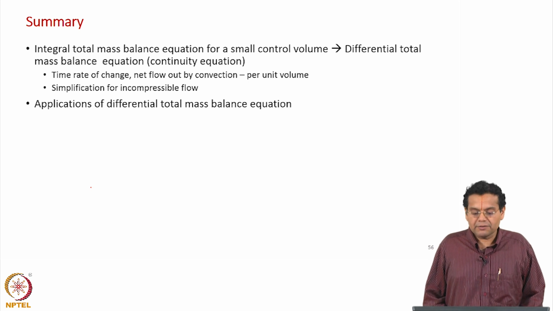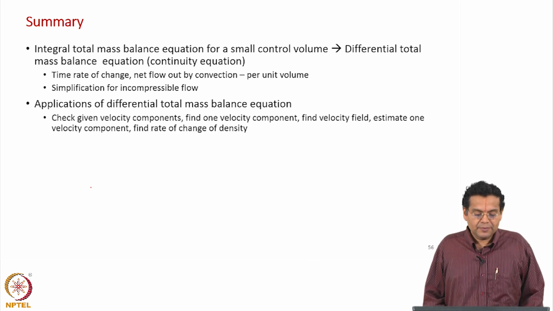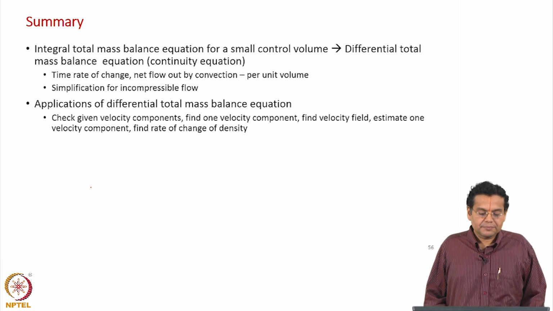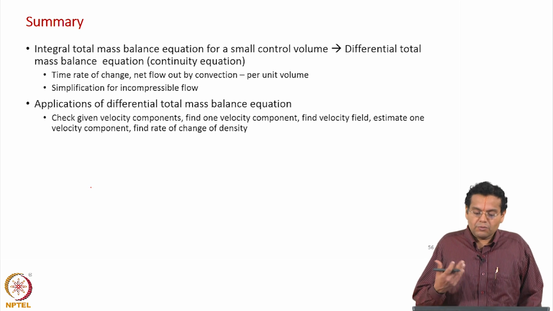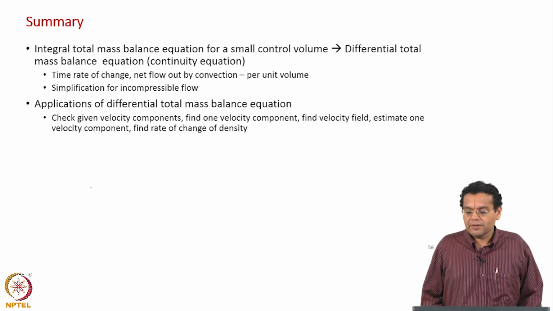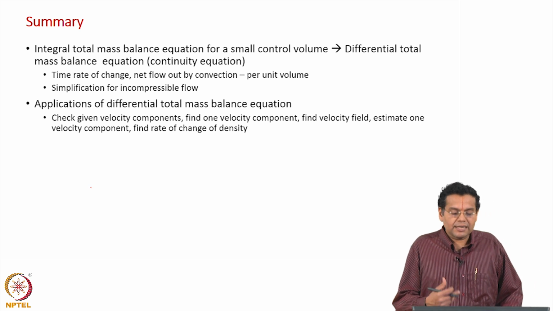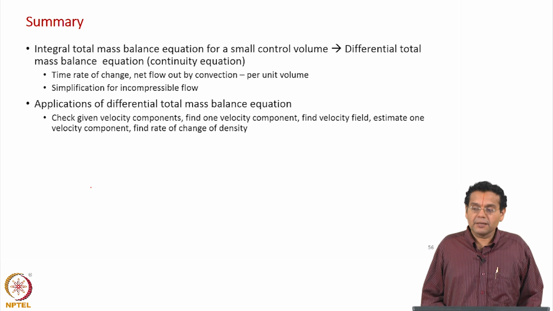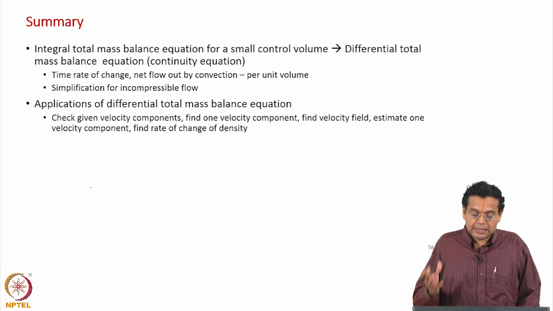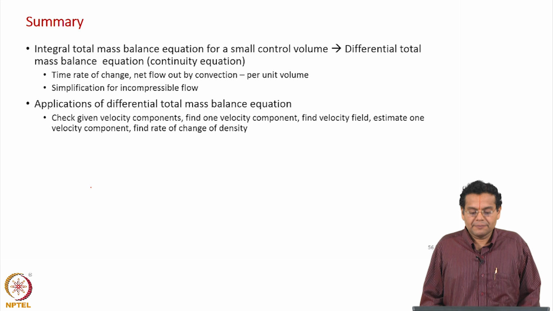We looked at applications of the differential total mass balance equation. What are the applications? We checked given velocity components, and we found one velocity component given the other. We also used integral and differential balance to find the velocity field, and we estimated one velocity component based on experimental measurements of two other components. Finally, we had an example on the rate of change of density with respect to time.